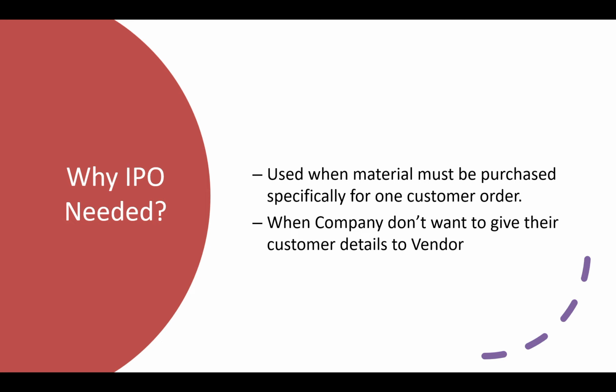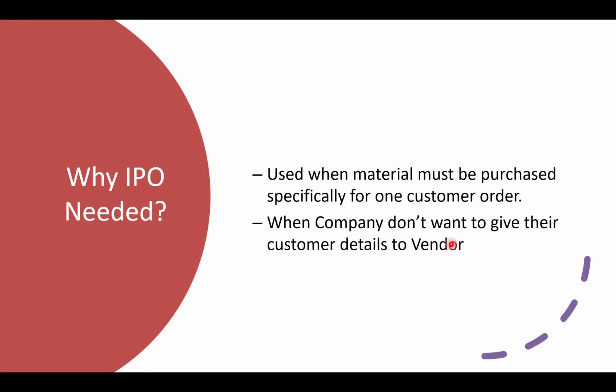And why is IPO required? IPO will be used when the material must be purchased specifically for one customer order. Usually, for all the remaining customers, they give their own stock or their own manufacturing stock. But for that particular customer, with the specifications the customer requires, it is currently not available with them, so they will procure from some external vendor.